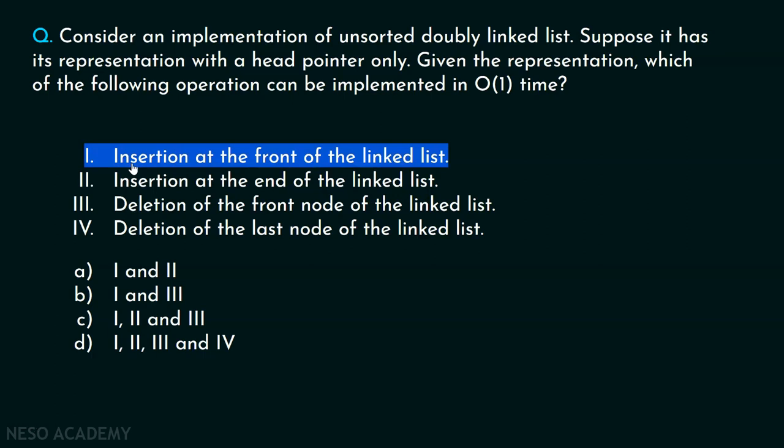First, we will consider this operation, that is insertion at the front of the linked list. We are considering an unsorted doubly linked list, and that too it has a representation with the head pointer only. We have a head pointer. We do not have a tail pointer like we have in the previous question, right? That we have seen already, the solve problem 1. In this particular problem, we are considering a representation with the head pointer only. Let's discuss this insertion at the front of the linked list operation.